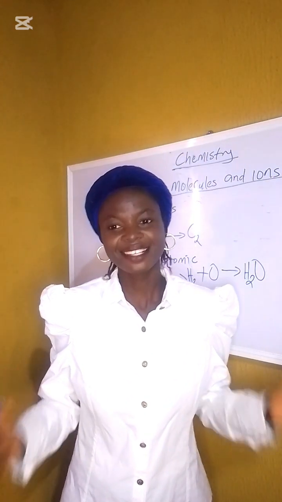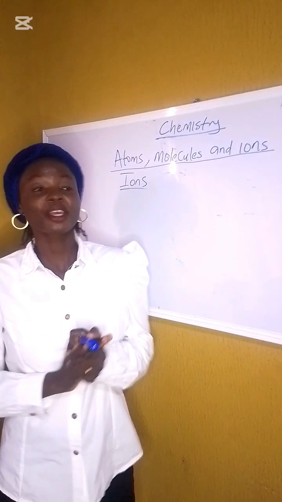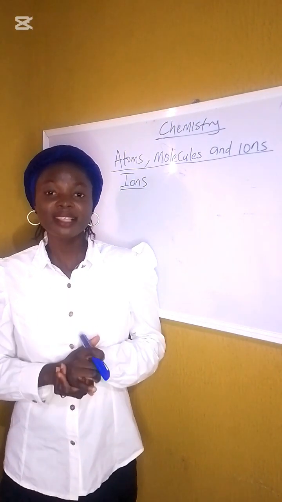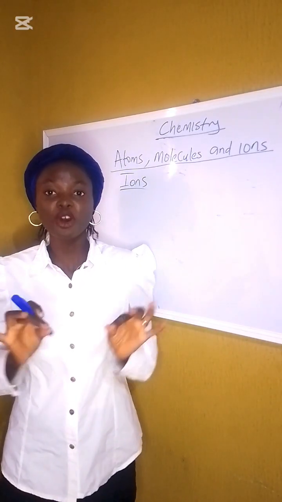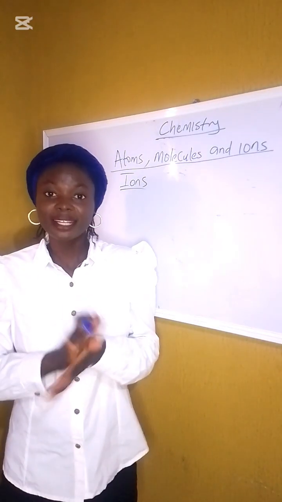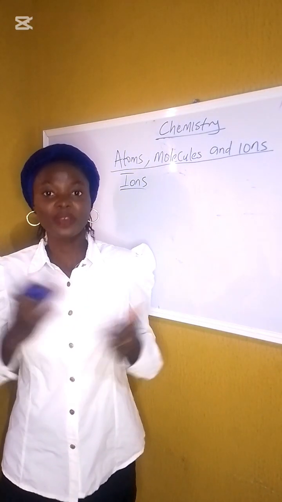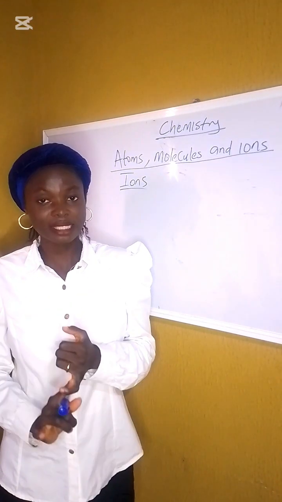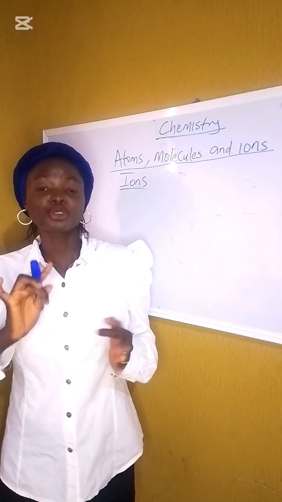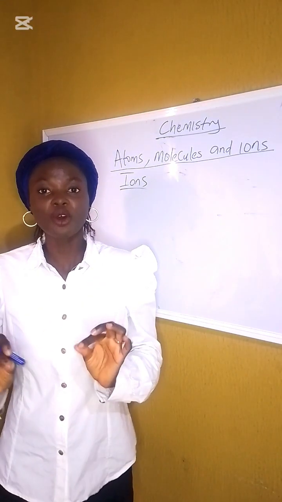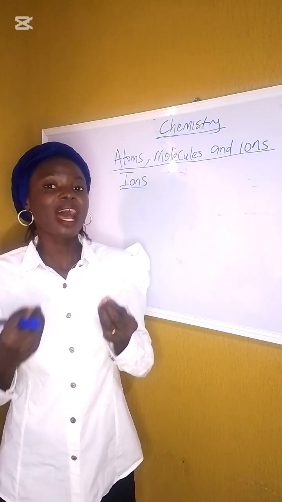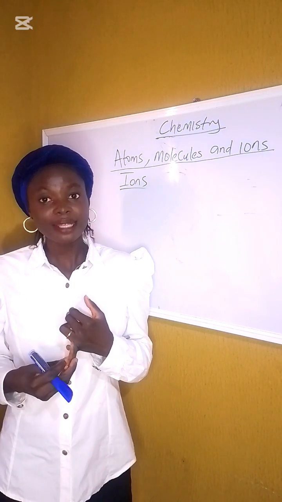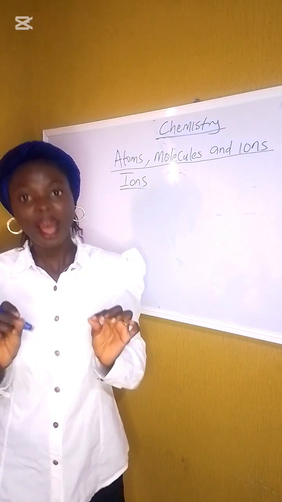Don't forget that. Finally, guys, let's talk about ions. What are ions? Ions are charged substances formed through the gaining or losing of electrons. And we have two types of ions. We have the cations and we have the anions.